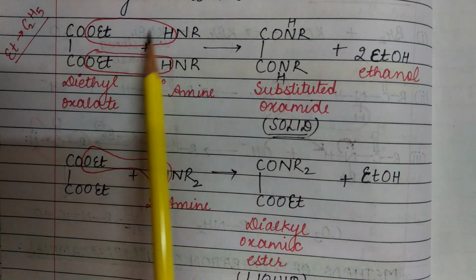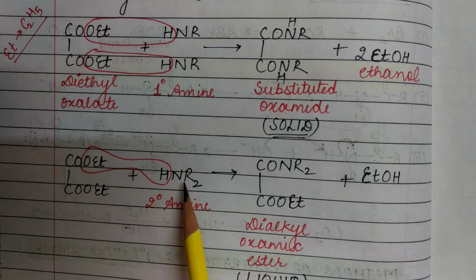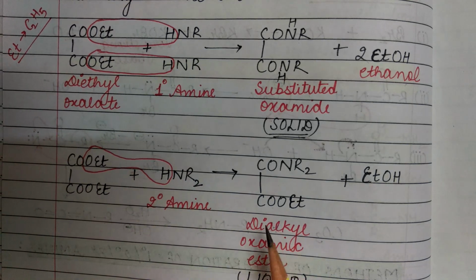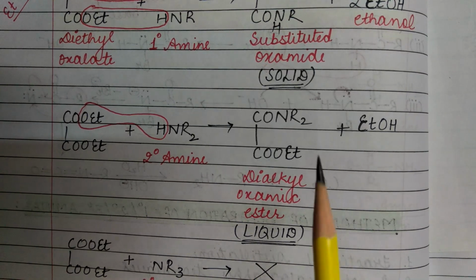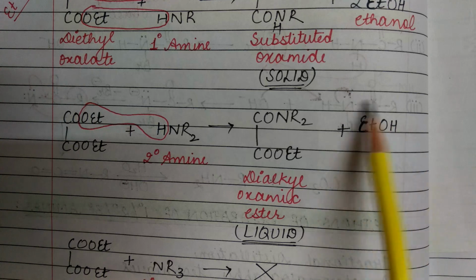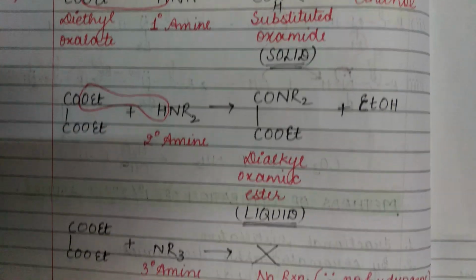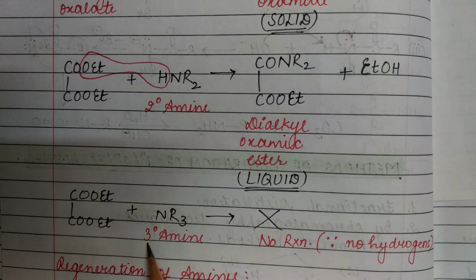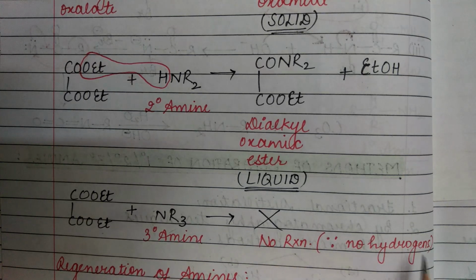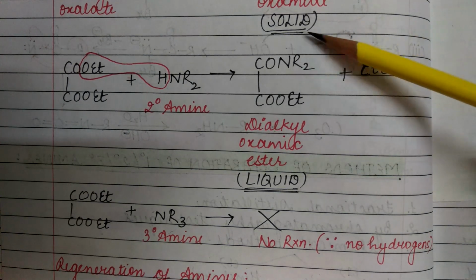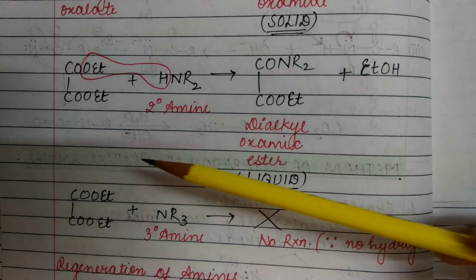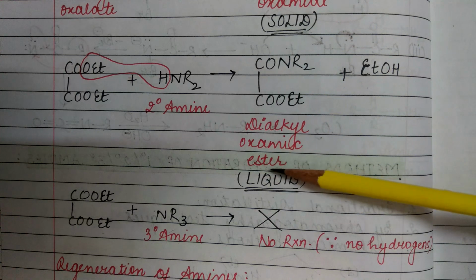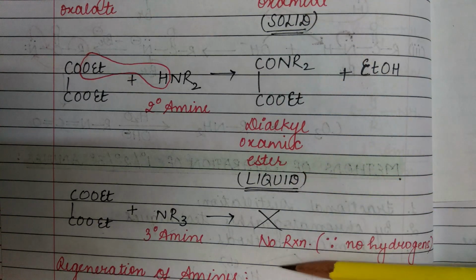solid. When this molecule reacts with 2-degree amine in the mixture, it forms dialkyl oxamic ester, which is a liquid, plus 1 molecule of ethanol. And when this molecule reacts with the 3-degree amine, no reaction takes place, because there are no hydrogens in the 3-degree amine. So it is clear that one is solid, one is liquid, and the third one is not even reacting with this compound. So we can easily separate 3 of them, right?